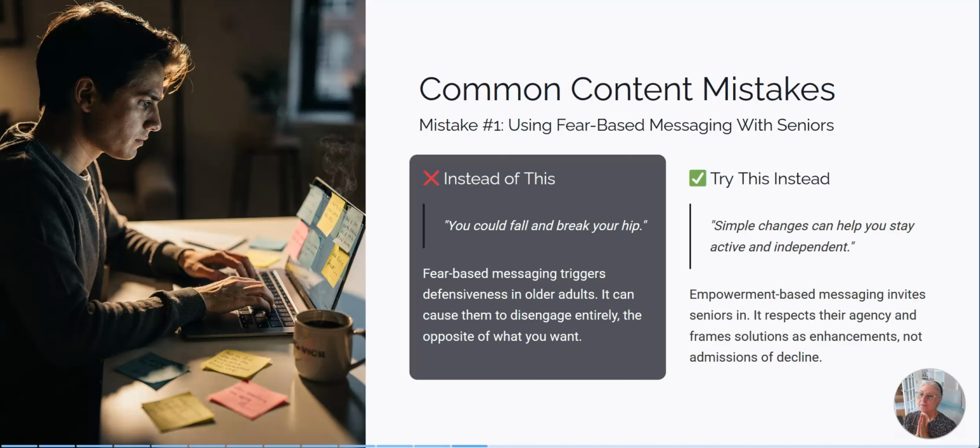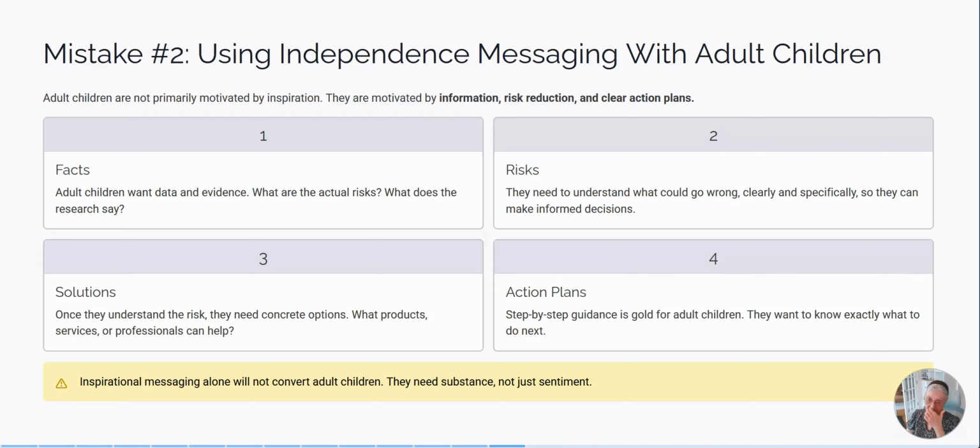All right, so fear-based messaging doesn't work. Whether it's for the senior or the adult child, you want to say something more encouraging. You calm them down. It's not a big deal. It's okay. We can work on it. Simple changes like ABC can help you stay active and independent. We can work together on this. Let's do it. That kind of thing. Anything that is empowering, that helps them feel like their world hasn't ended.